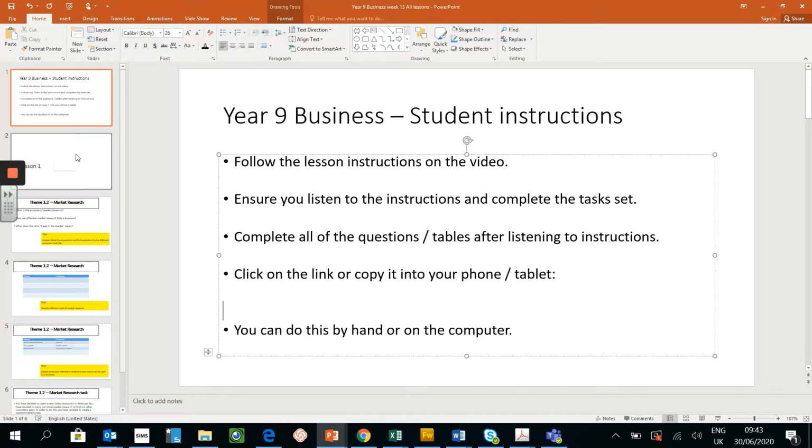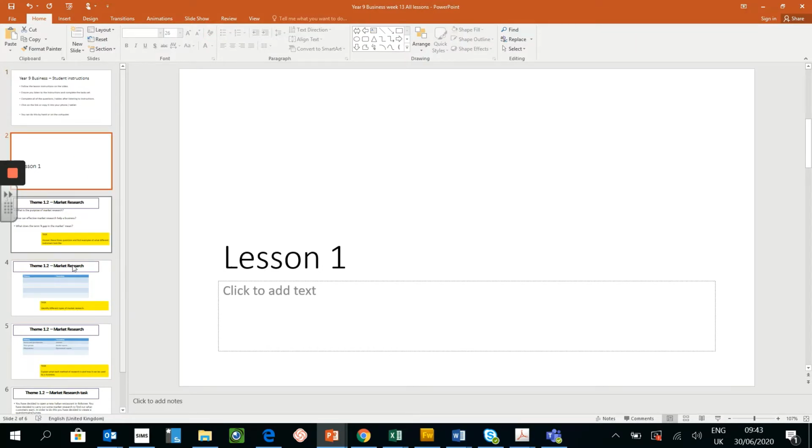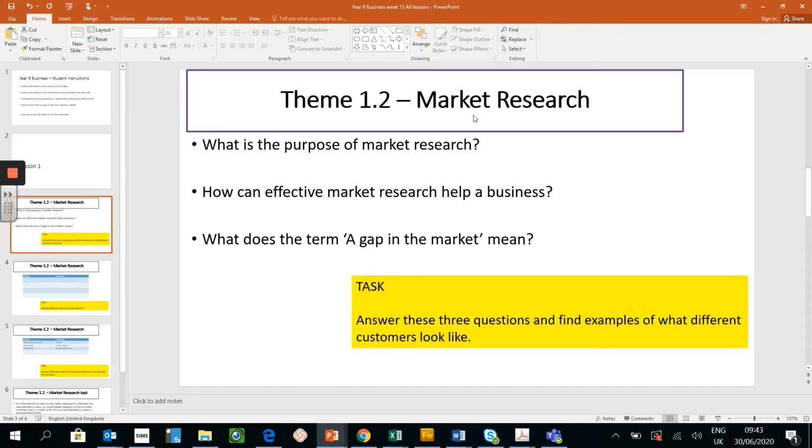So we're going to be on lesson 1 here, and this is going to be pretty much the entire task this week, because it's about an hour and a half to 2 hours work in my opinion. So we're going to be looking here at theme 1.2, market research. So your first task then is to answer these 3 questions as best you can.